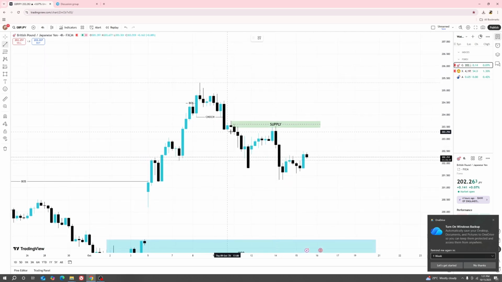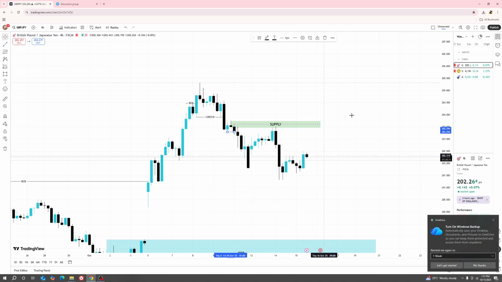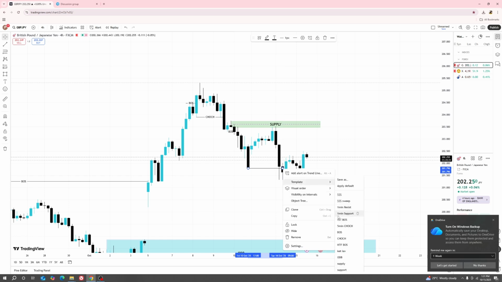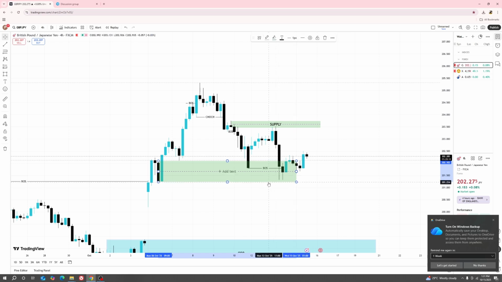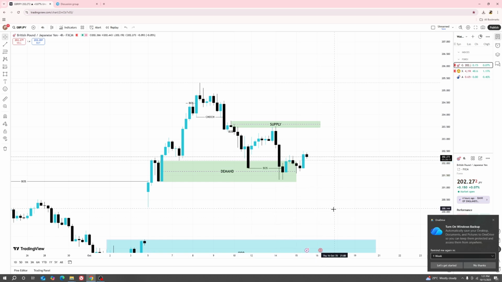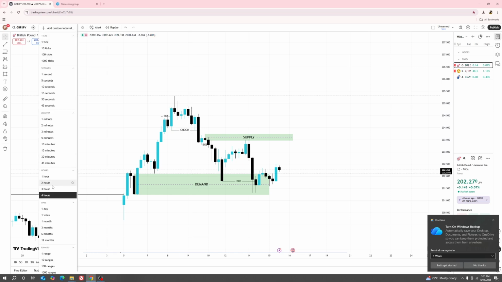We had a break of structure to the downside here, and another break of structure to the downside here, indicating that we are in a bearish trend. You can clearly also see that price is reacting at this demand level. Now this is all that we need at the 4H. Let's refine it.